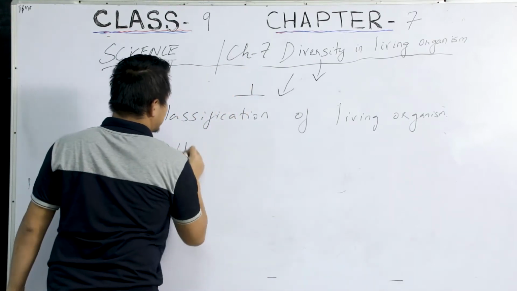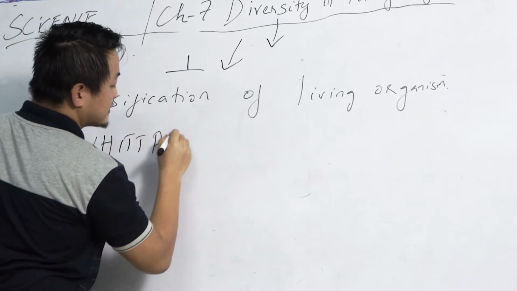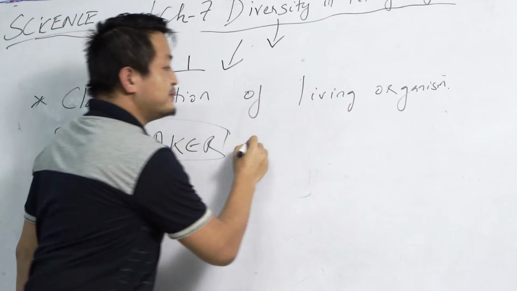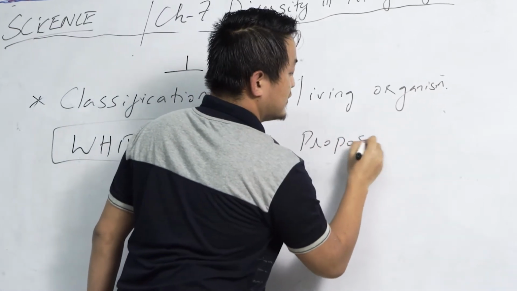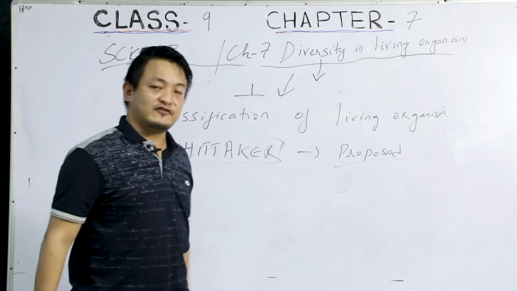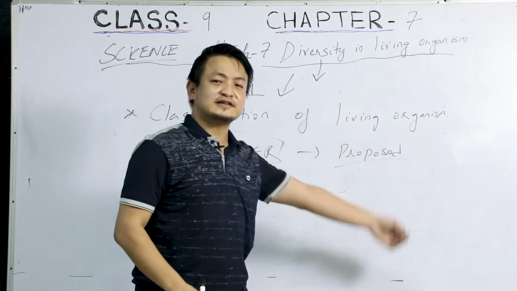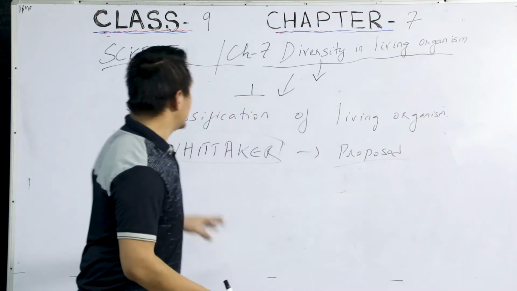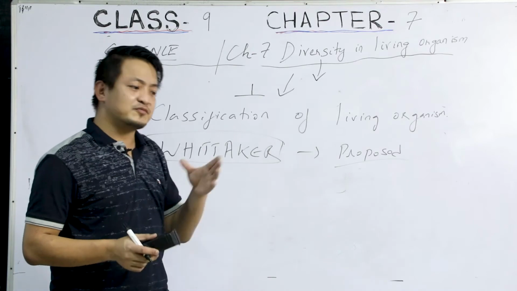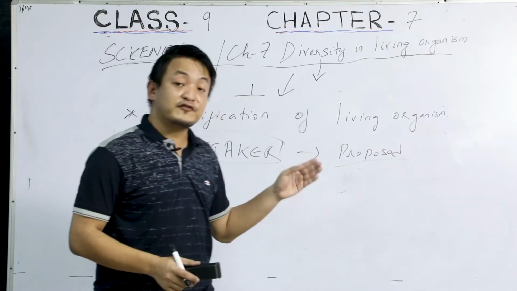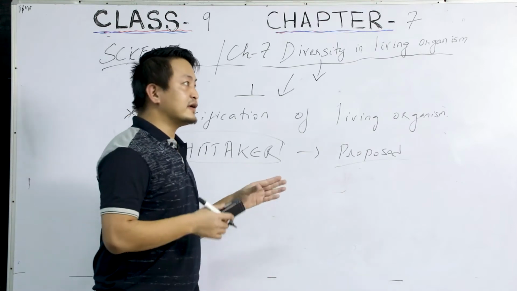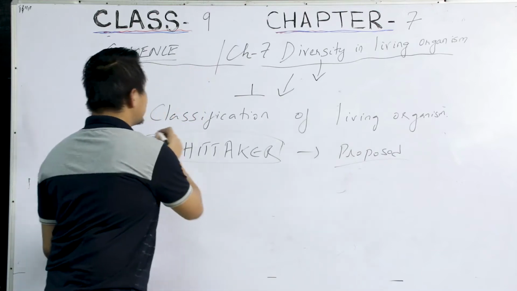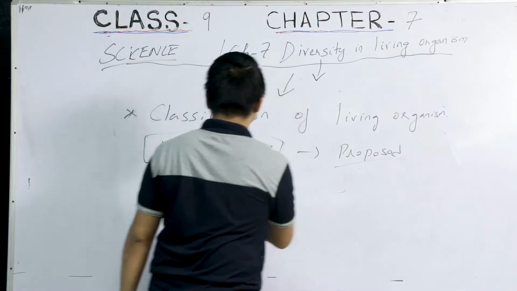Now there is this guy, Whittaker. Remember this name, okay? Whittaker, he proposed. See, today we have everything available. Back then, all the scientists have worked a lot, and now we have everything ready-made. But many scientists have worked a lot, they have spent a lot of time in this classification. Few have been successful. Many gave a good idea, but it was not successful, okay? So Whittaker proposed the 5-kingdom classification.